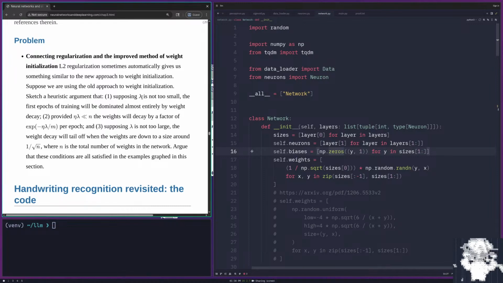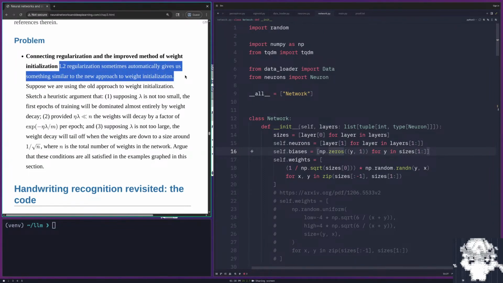Okay. So I basically understand this. It's saying that before today, we were starting our weights really big. L2 regularization penalizes big weights. So then the first few epochs were spent basically undoing our bad initialization and bringing the weights down.